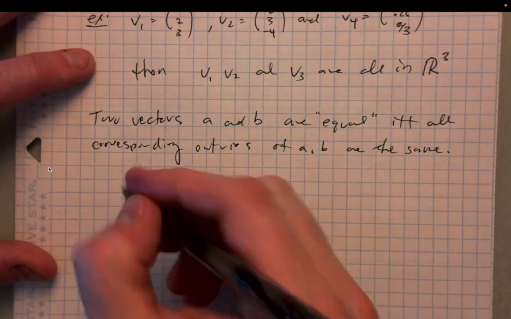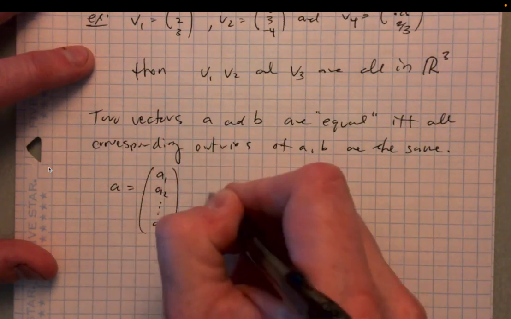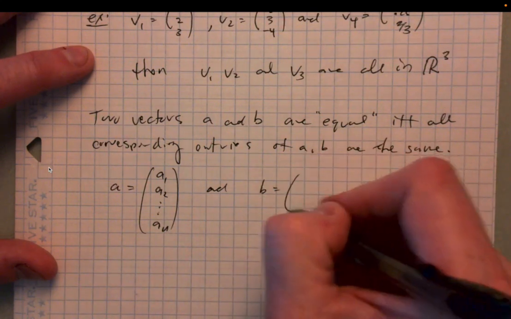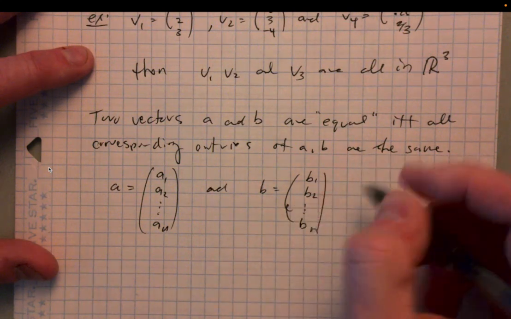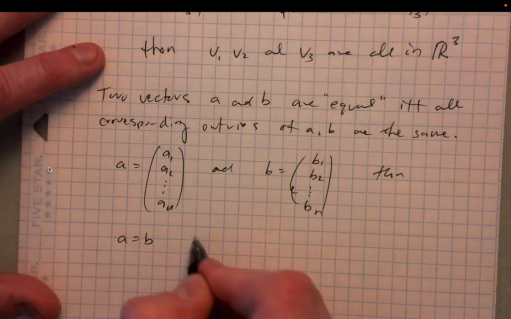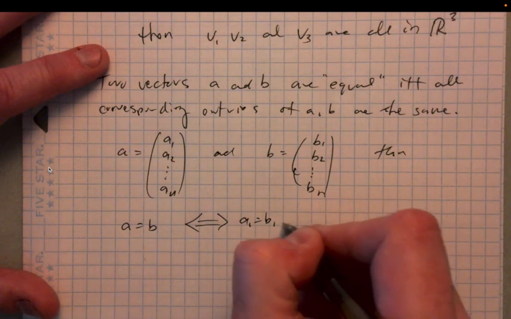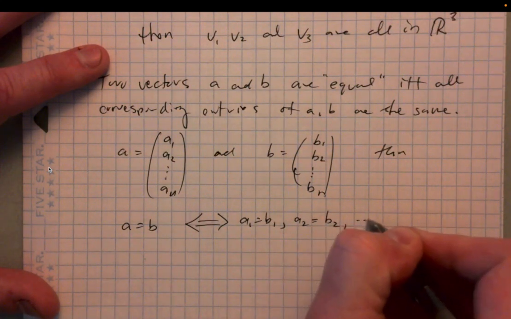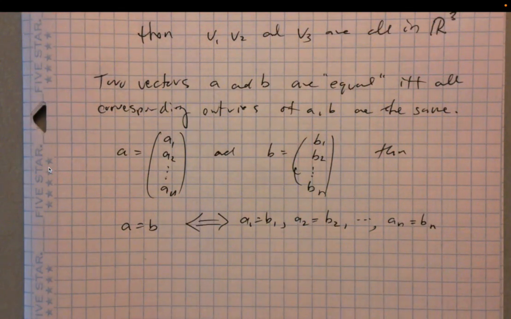So, for example, if A is equal to A1, A2, up to AN, and B is equal to B1, B2, up to BN, then A equals B, right, if and only if A1 is equal to B1, A2 is equal to B2, and so on, AN is equal to BN, right? So all of the entries or components, if you like, are identical.